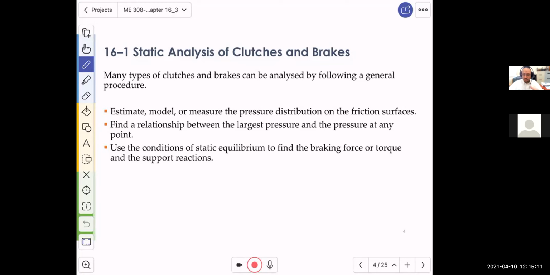So we need to know the pressure distribution, of course, which relates to the forces and the friction and so on. We need to find a relation between the maximum pressure and other pressures, because you will always have some sort of a distribution. There is no single point here. And then you want to know, using equilibrium, what the forces are. You know, these pads and everything are connected by pins and bolts and screws, so you want everything to be safe.